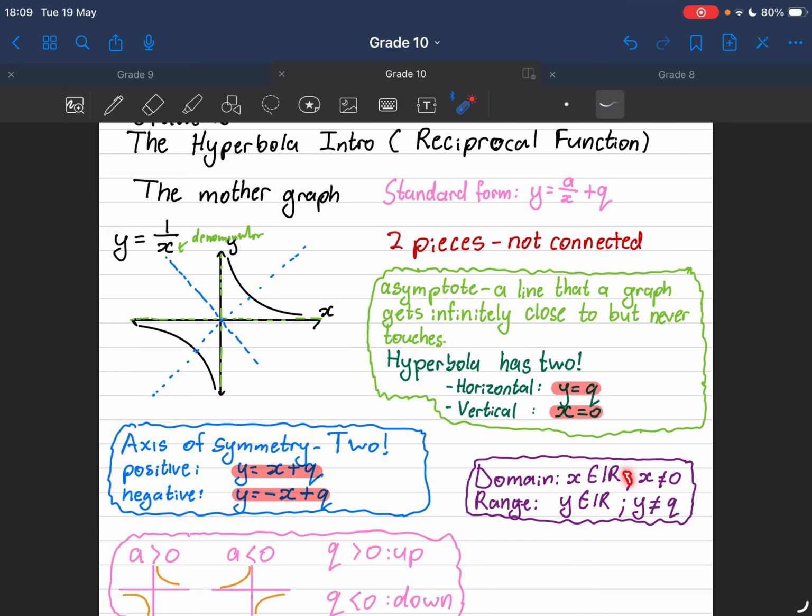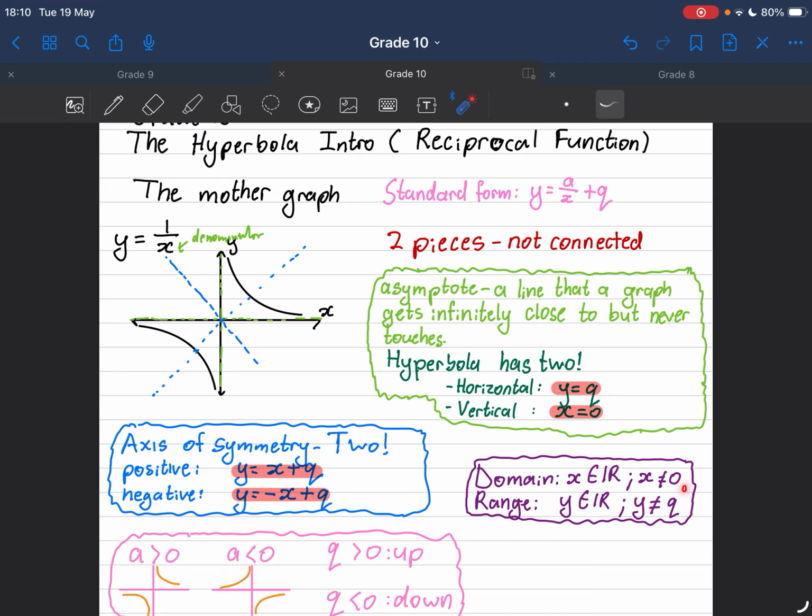So we would say x is an element of real numbers, but there is an x coordinate right here that the graph is not allowed to touch. Remember, it gets close to it, but it never touches an x coordinate of 0. So we say that it doesn't touch x is equal to 0. So x is not equal to 0. And similarly for your y, your range, it goes infinitely up and infinitely down, but it never touches this y value here of y is equal to 0.